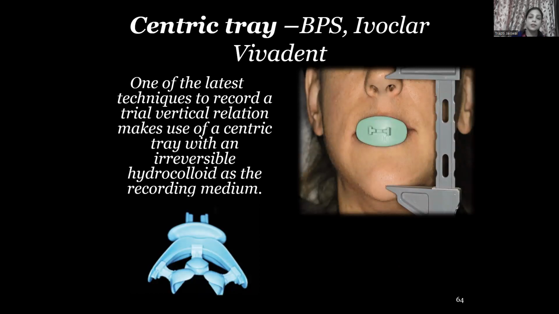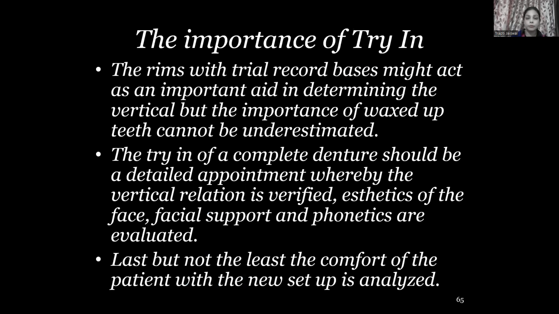Another method uses the centric tray, such as BPS, Ivoclar, or Ivadine. One of the latest techniques is to record the vertical relation using the centric tray with an irreversible hydrocolloid as the recording medium. In the trial procedure, we can also determine the vertical dimension after taking the jaw relation and mounting the rims in place, and the rims with the trial record bases might act as an important aid in determining the vertical. But the importance of the wax try-in of teeth should not be underestimated.